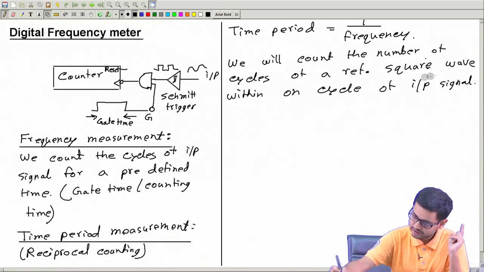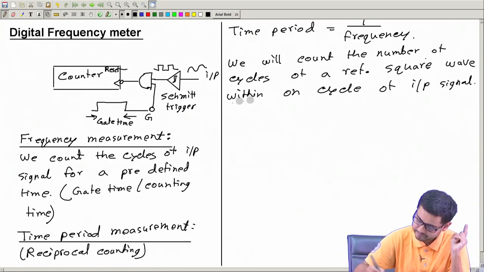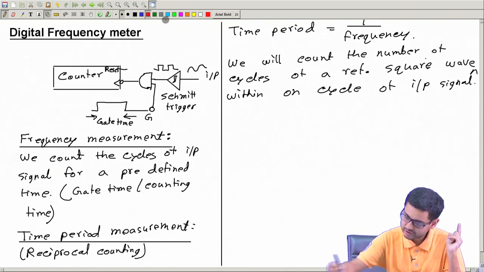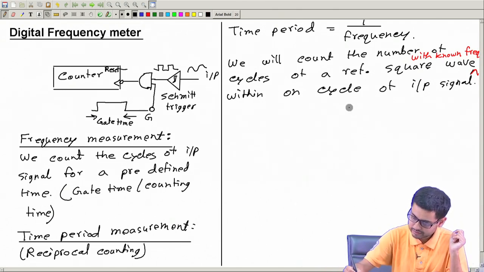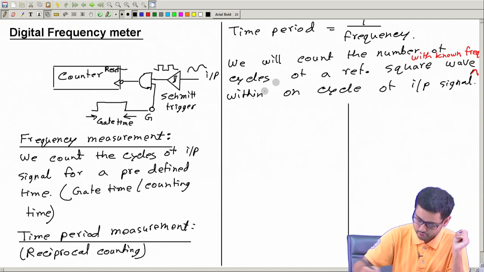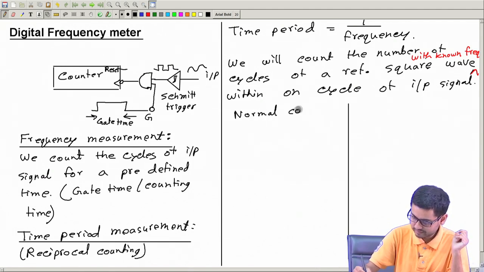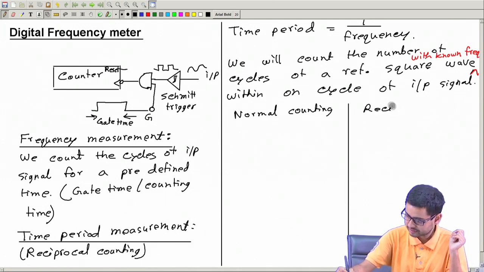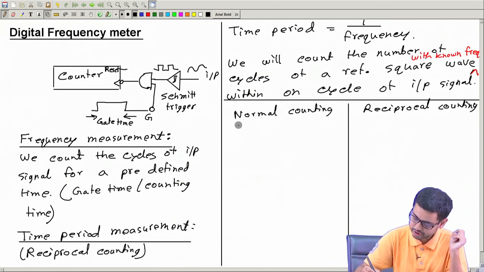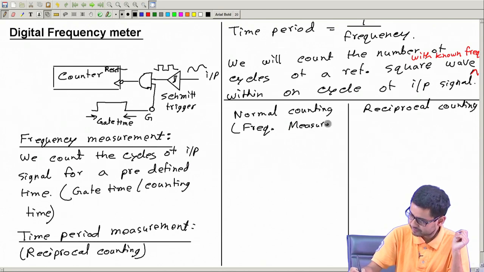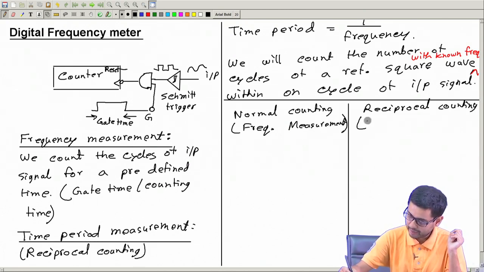So, a reference square wave with known frequency. Let me draw the two things side by side to make it more clear. So, normal counting versus reciprocal counting. In this case we measure frequency, and here we measure time period.